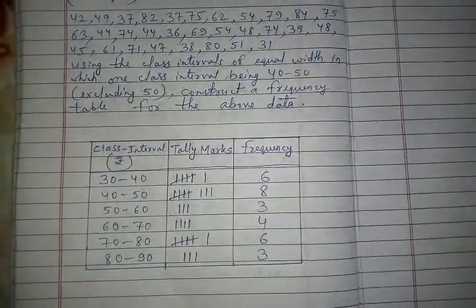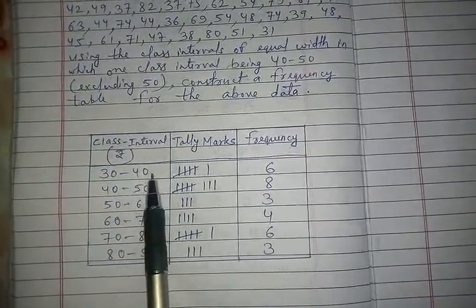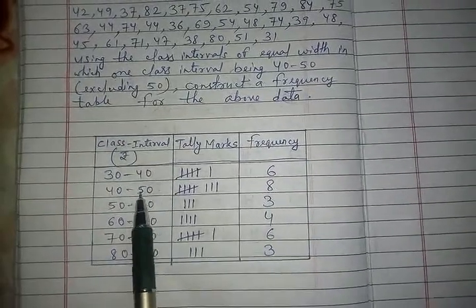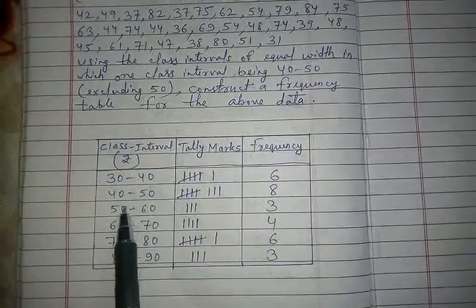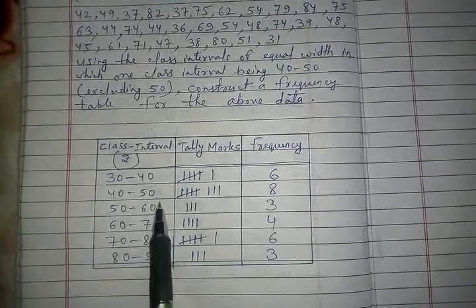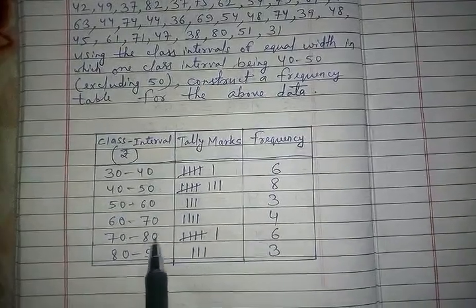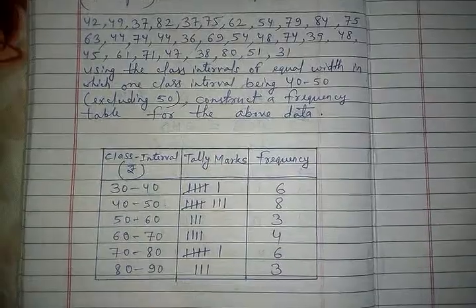So very easy, children. Like 30 to 40, if I will not take 40 here, 40 will come in this slab. 40 to 50 means I will not take 50, but 50 will come in the third slab. 50 to 60, if I will not take 60, 60 will come here. And similarly 70 will come here and 80 will come here. So excluding means don't take that part.